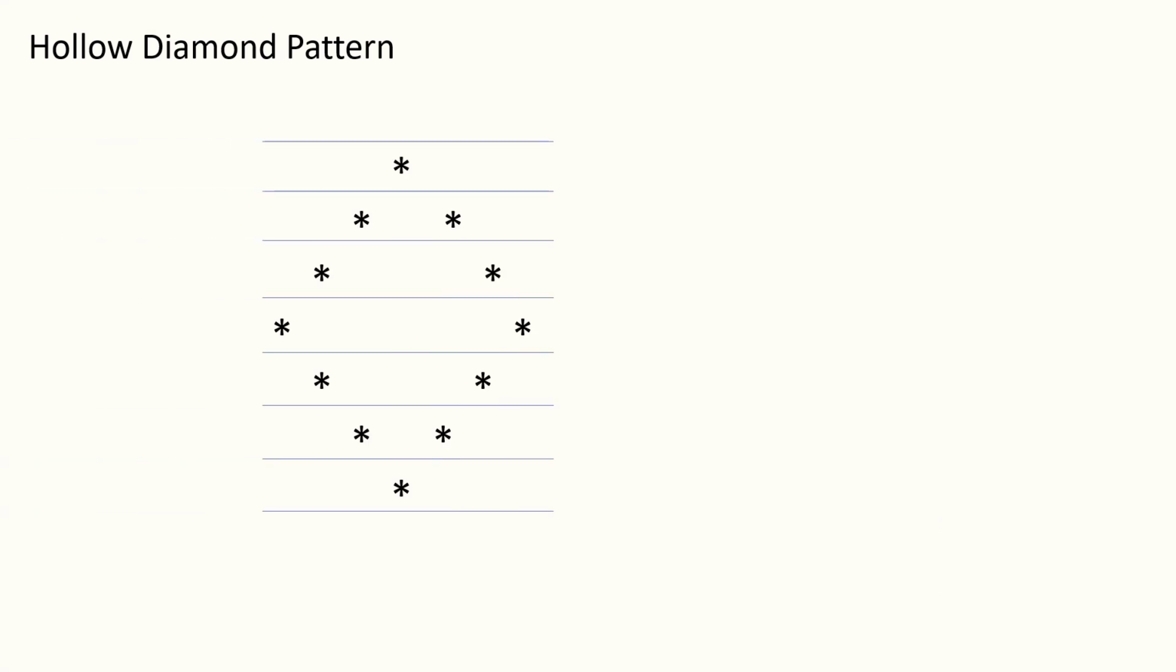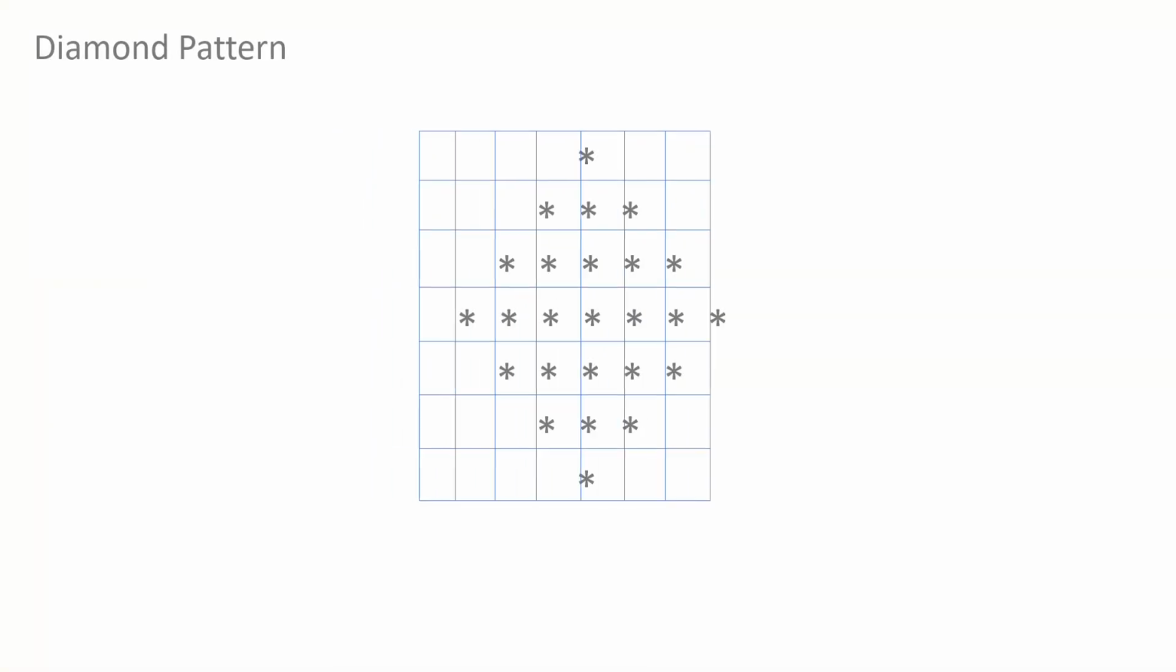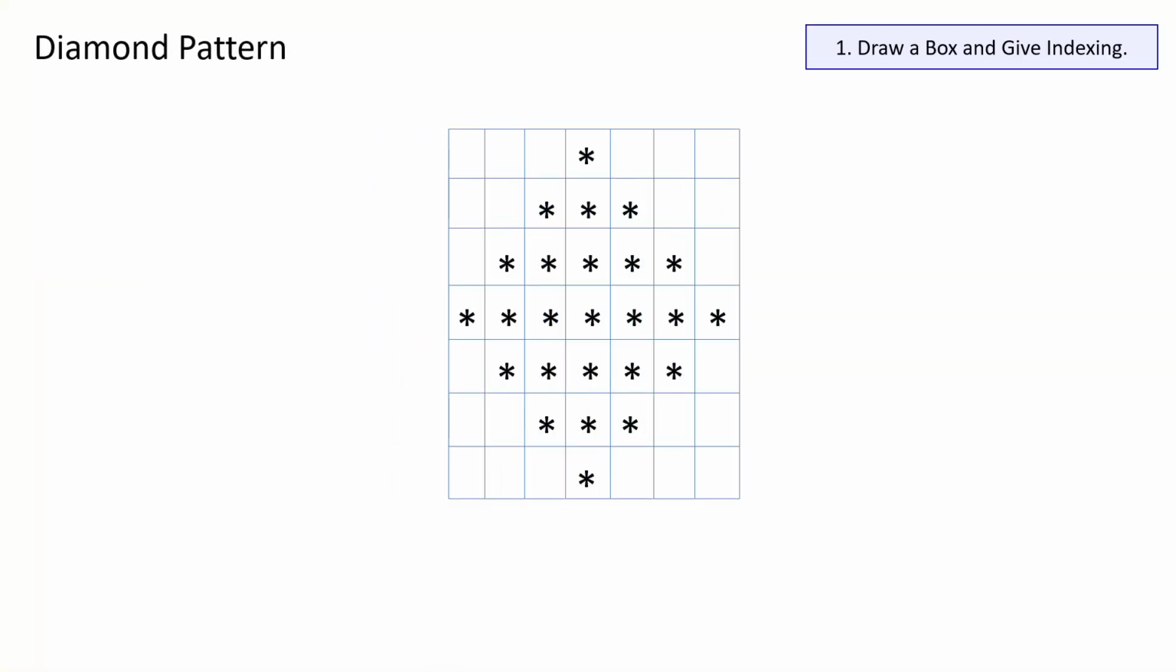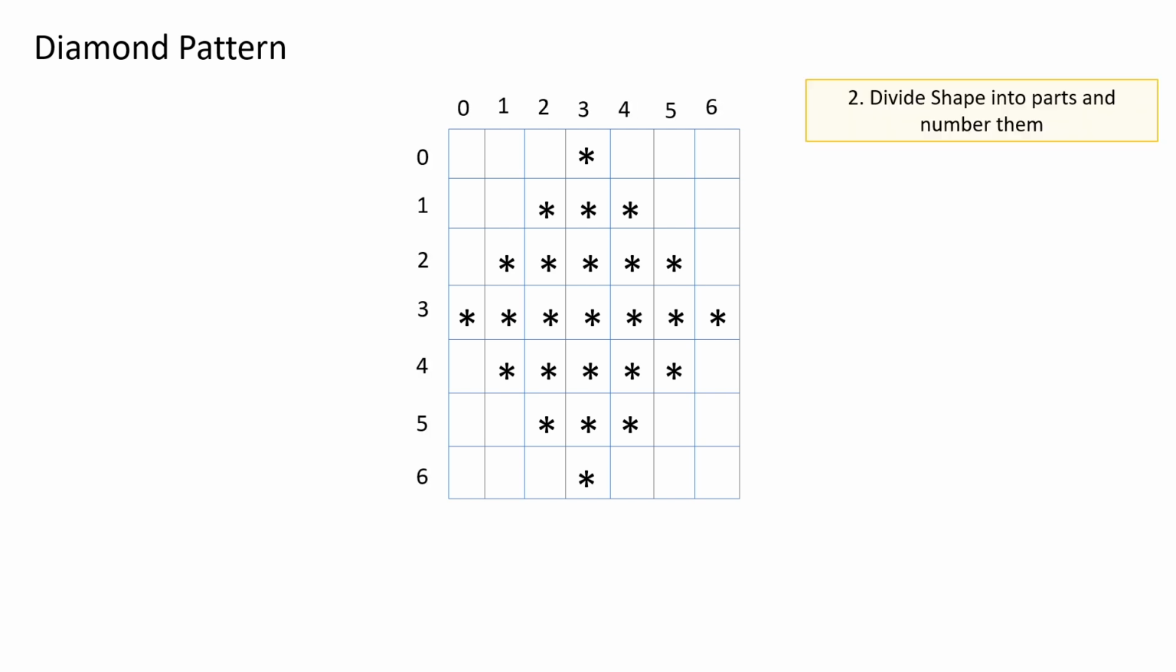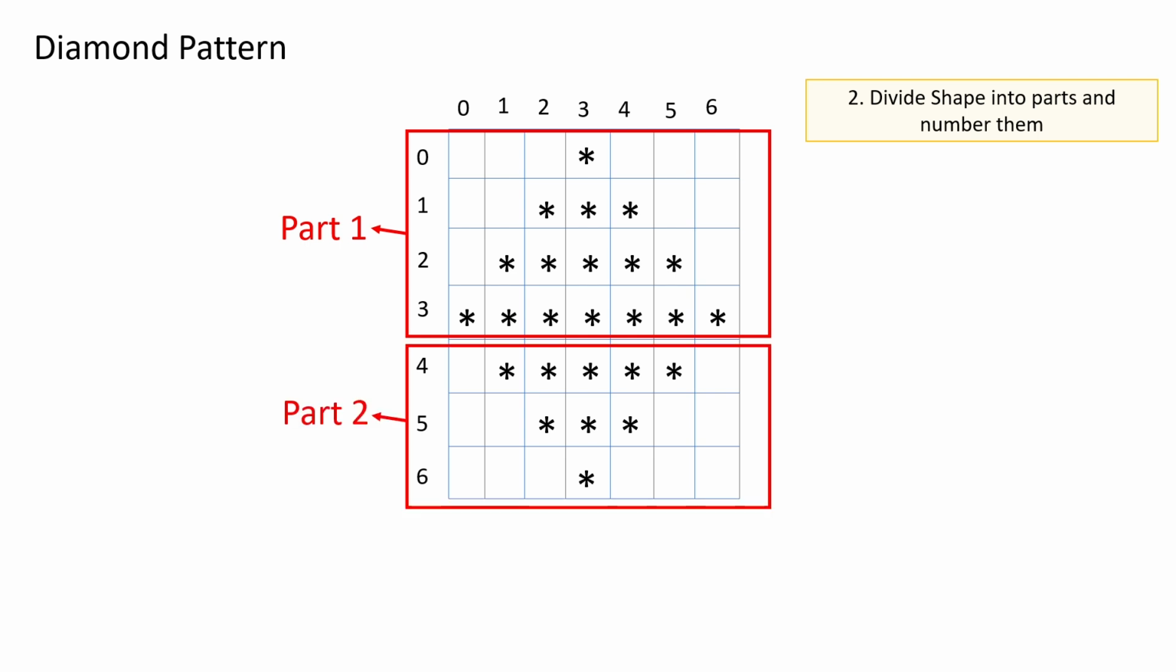Before we jump into the hollow version, let's first create the filled diamond, like this one. Following our trick, start by drawing a box around the shape and give it some indexing. Now divide the shape into parts. It is slightly different because for n is 4, you will need to print 7 rows. So let's split the shape into 2 main sections and solve them separately.